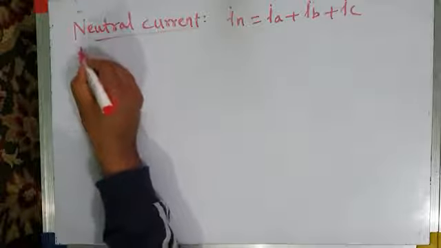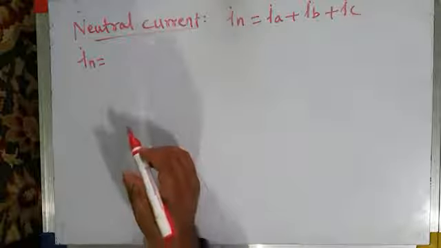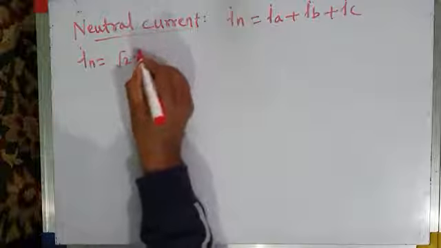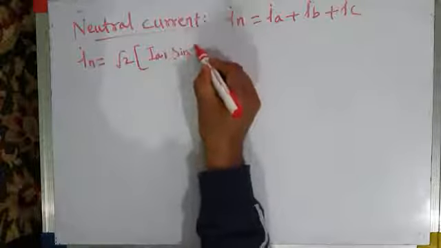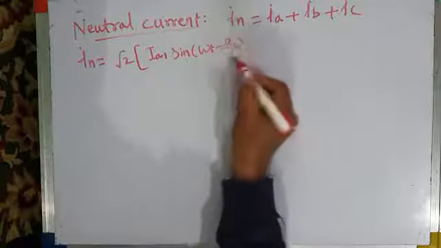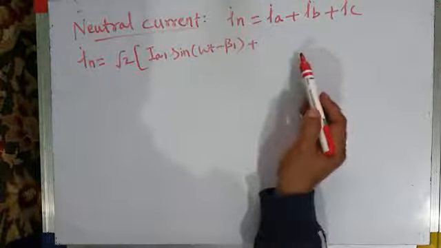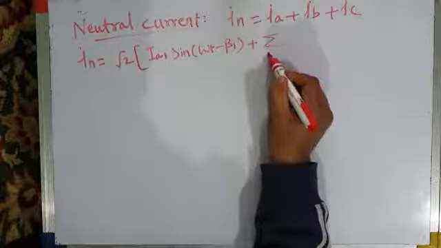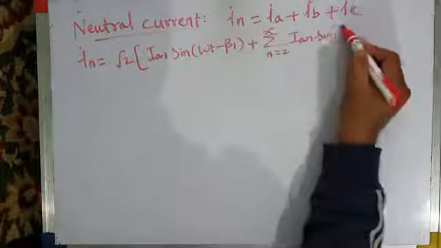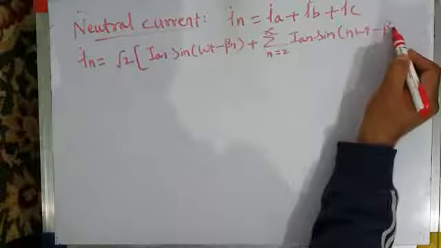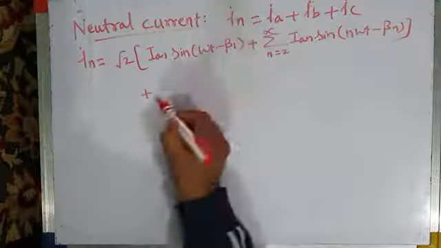So I can write this neutral current. What is IA? Just a few moments back we have written the mathematical expression for IA, and this IA is root 2 times, say, I1 or IA1, you can write, sine of omega t minus beta 1, plus, this is the fundamental component of current, plus it has various harmonics, summation n equal to 2 to infinity IAN sine of n omega t minus beta n. This we already know. This is IA.